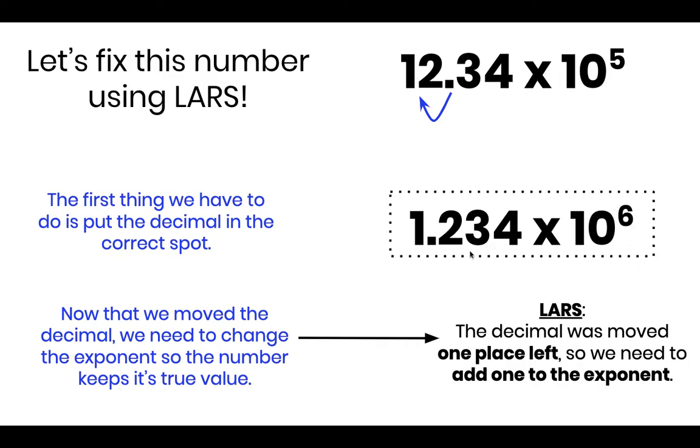So there are 2 steps in every one of these when we need to correct a number in scientific notation. We need to move our decimal to make our coefficient correct, but then we have to look at how many place values we moved and which direction, left or right. That's going to change our exponent, depending on which way we move.